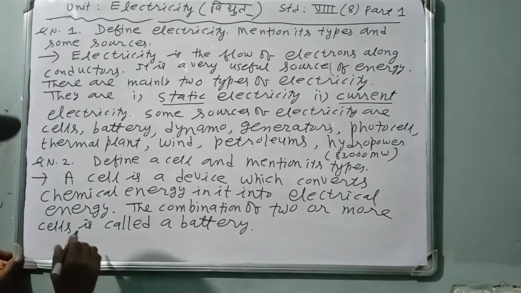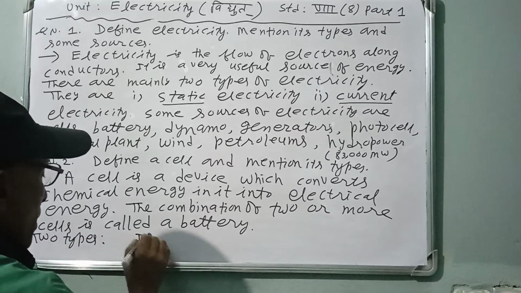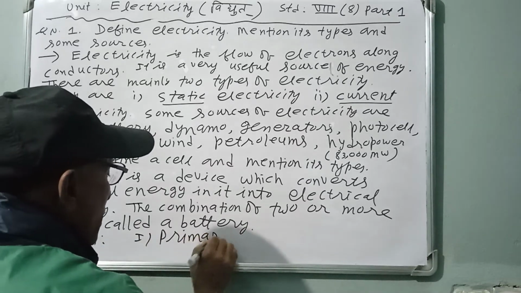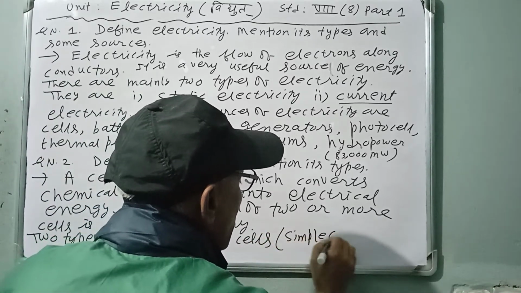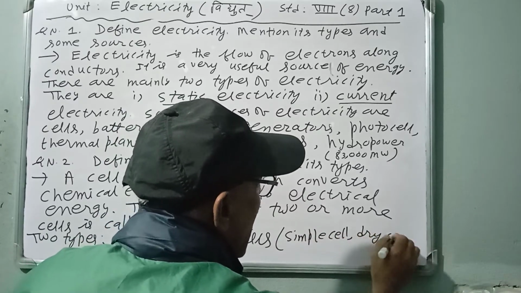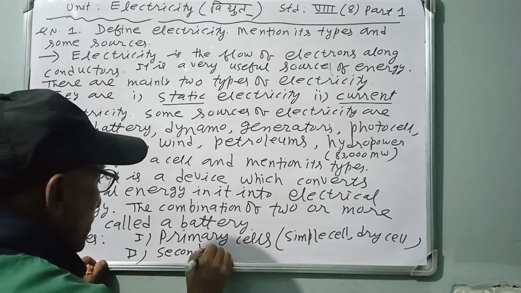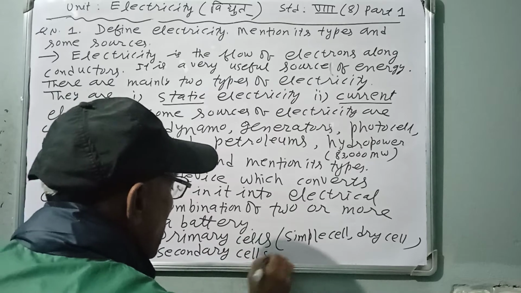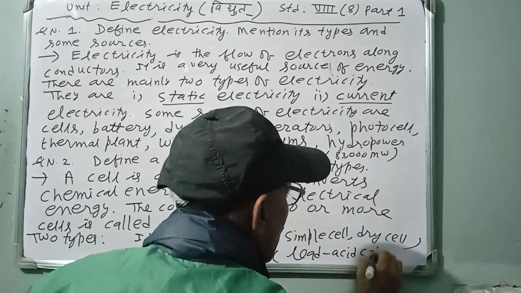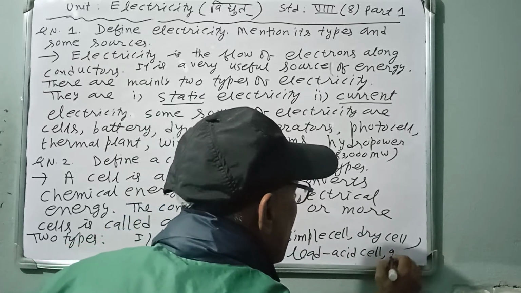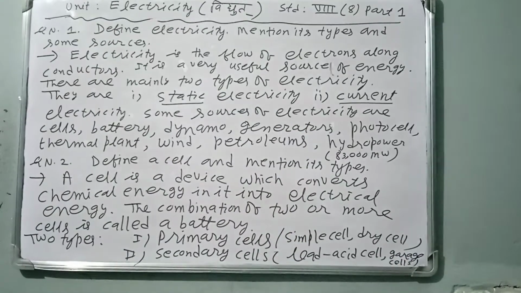There are two types. Number one, primary cells like simple cell, dry cell. Another is secondary cell. Secondary cell like lead acid cell, lead acid cell or garage cells.